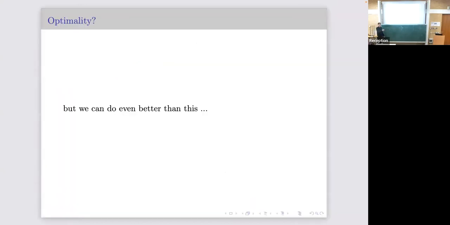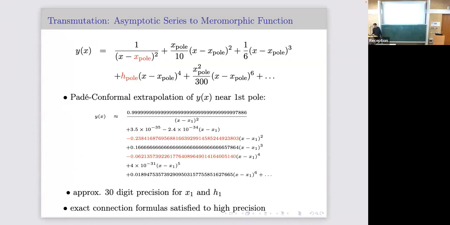All right. Yeah, oh, sorry. How many coefficients did you use for this study? Good question. I think it was 50. But oh, you get much higher precision in seconds.